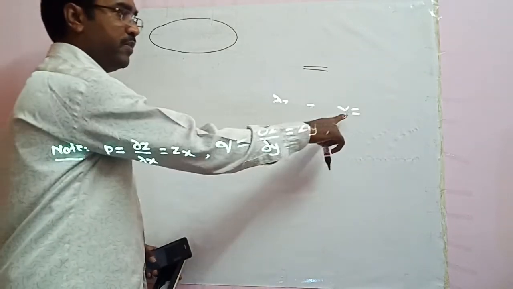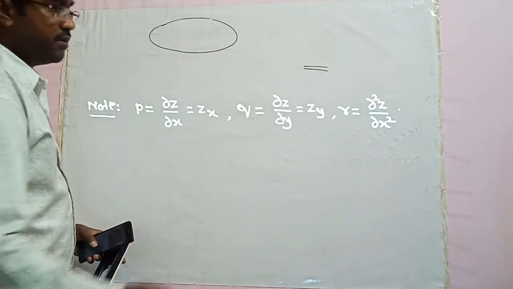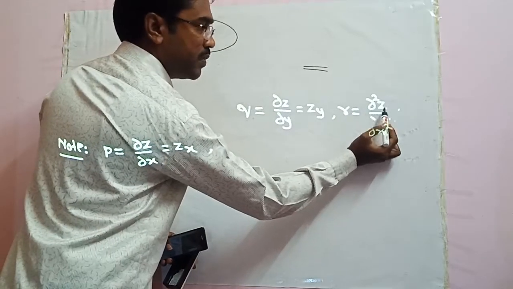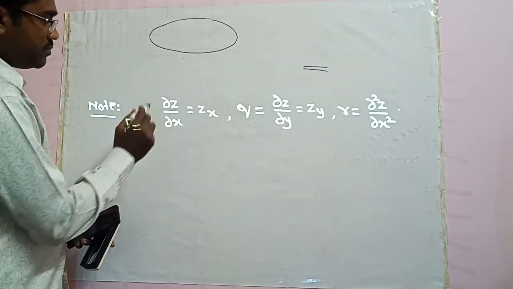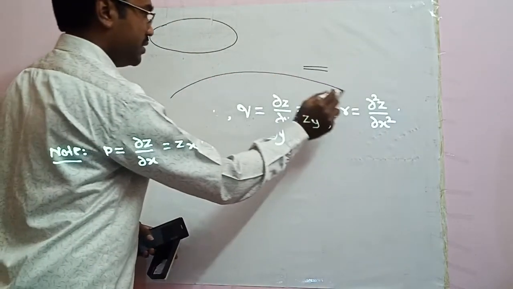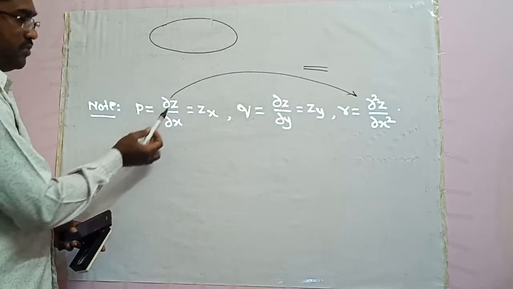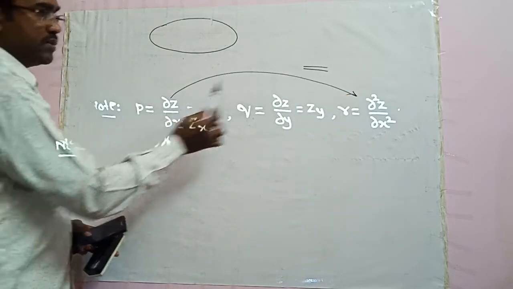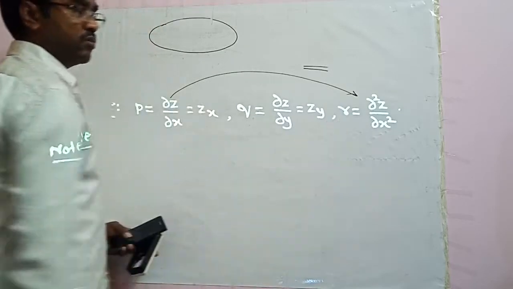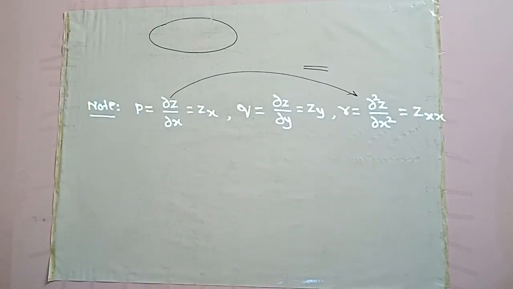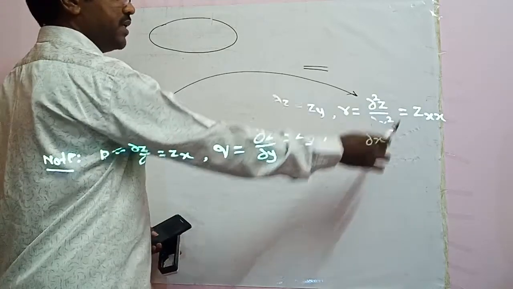What do you mean by small r? Small r is ∂²z/∂x². If you differentiate ∂z/∂x once again, you get ∂²z/∂x², which is called small r, or z xx.